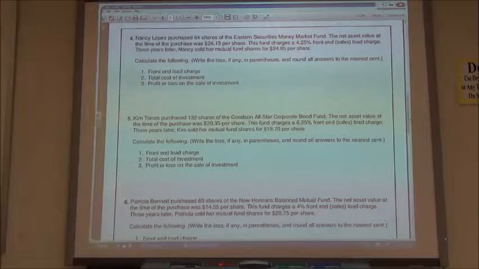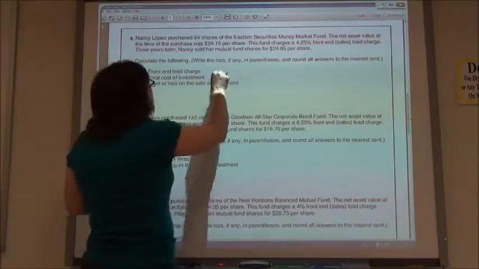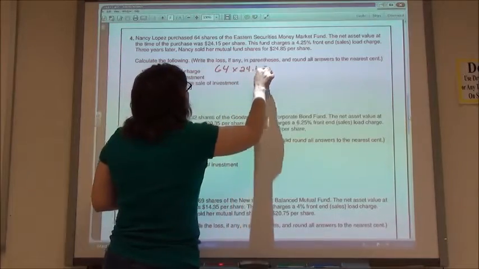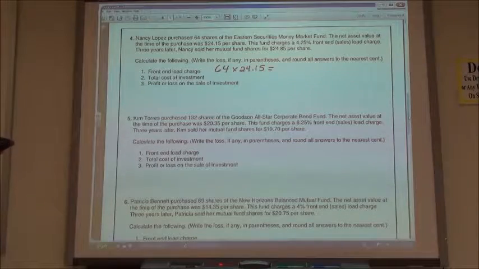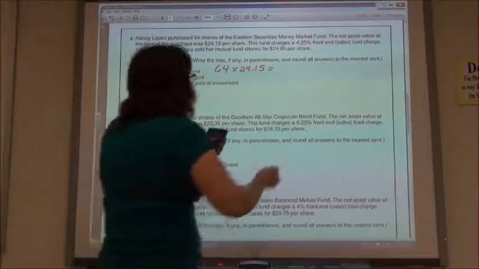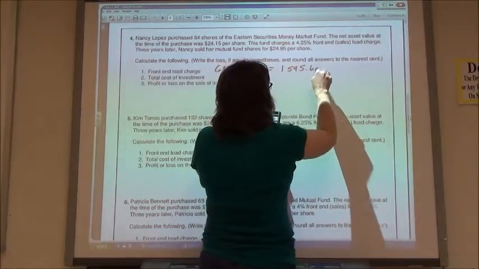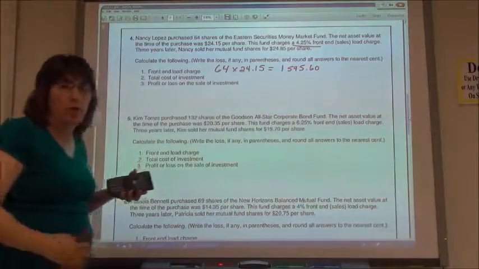So first of all, I have to calculate the front-end load charge. So I have to first of all figure out how much did I pay total. I purchased 64 shares for $24.15 per share. So if I take my 64 times my $24.15, I paid $1,545.60.